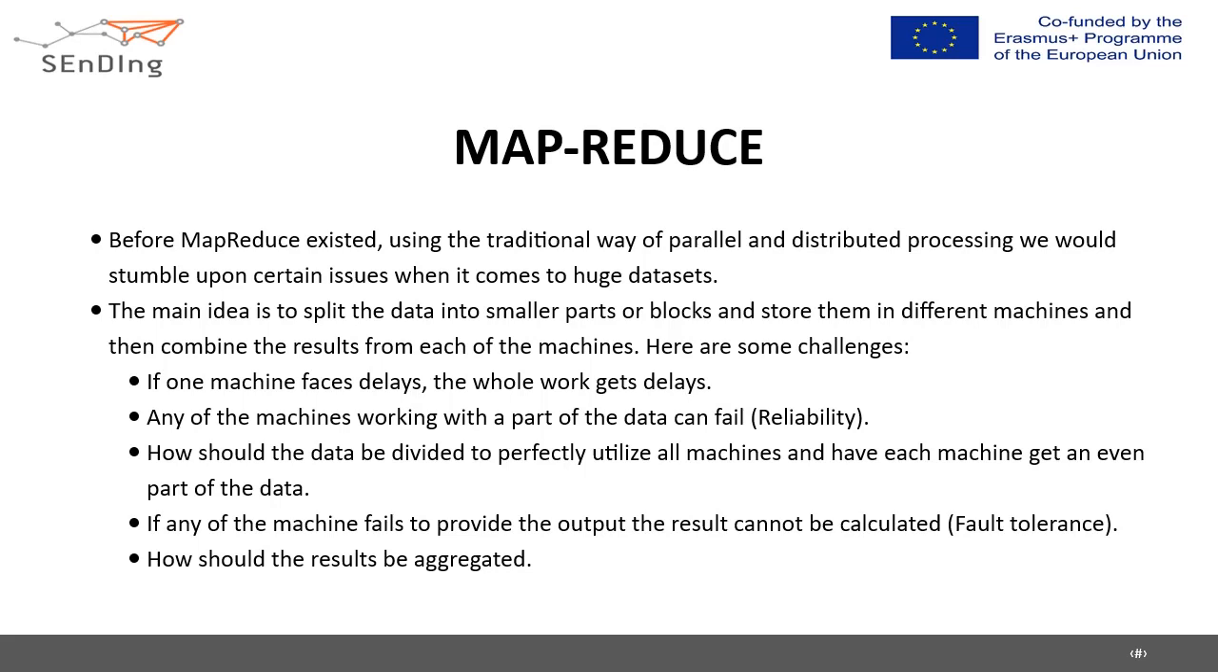Here are some challenges. If one machine faces delays, the whole work gets delayed. Any of the machines working with a part of the data can fail. Reliability: how should the data be divided to perfectly utilize all machines and have each machine get an even part of the data? If any of the machines fails to provide the output, the result cannot be calculated. Fault tolerance: how should the results be aggregated?